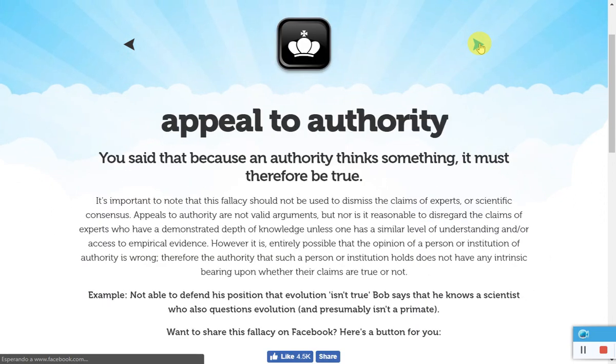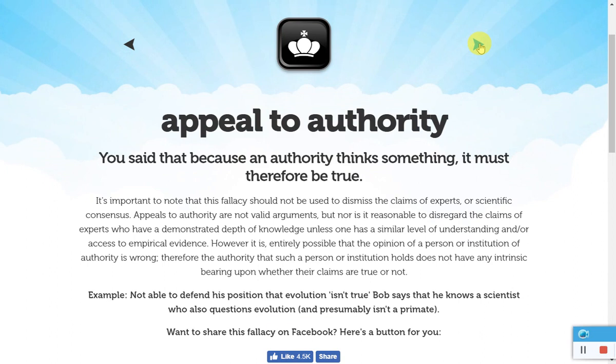15. Appeal to authority. You said that because an authority thinks something, it must therefore be true. It's important to note that this fallacy should not be used to dismiss the claims of experts or scientific consensus. Appeals to authority are not valid arguments, but nor is it reasonable to disregard the claims of experts who have a demonstrated depth of knowledge, unless one has a similar level of understanding and/or access to empirical evidence. However, it is entirely possible that the opinion of a person or institution of authority is wrong. Therefore, the authority that such a person or institution holds does not have any intrinsic bearing upon whether their claims are true or not.